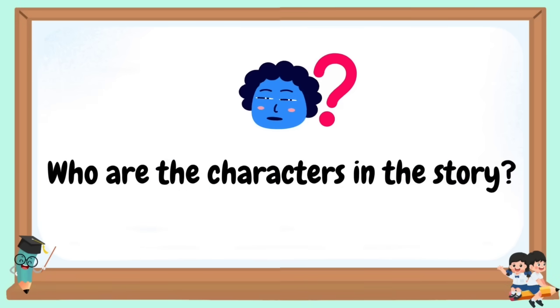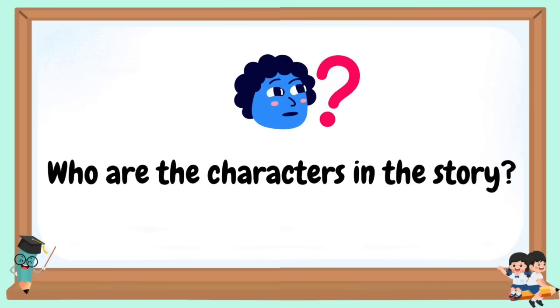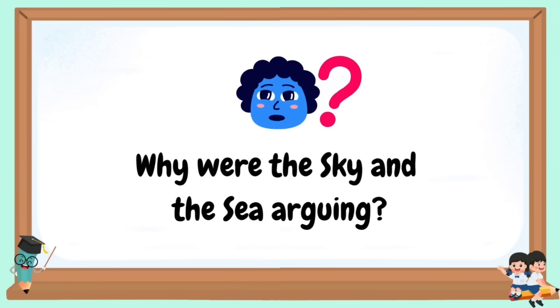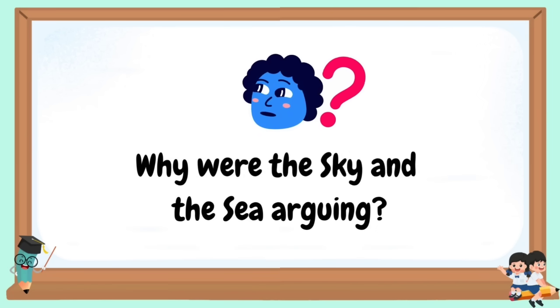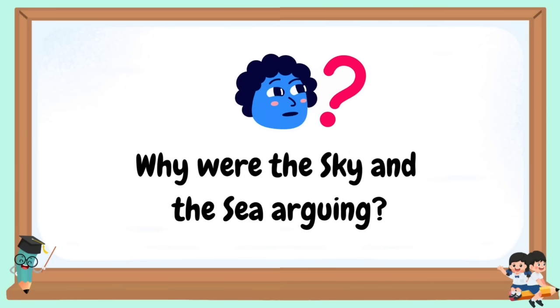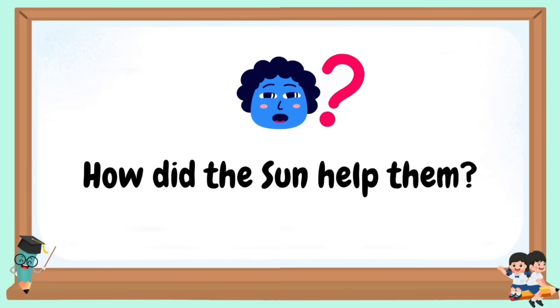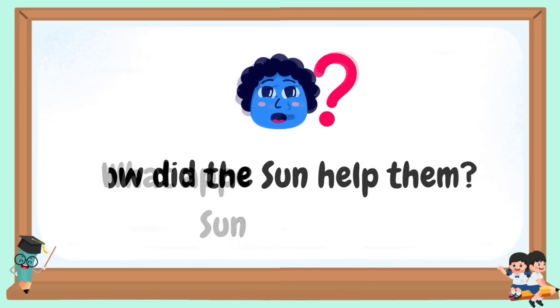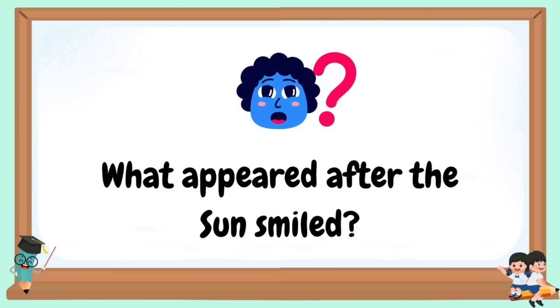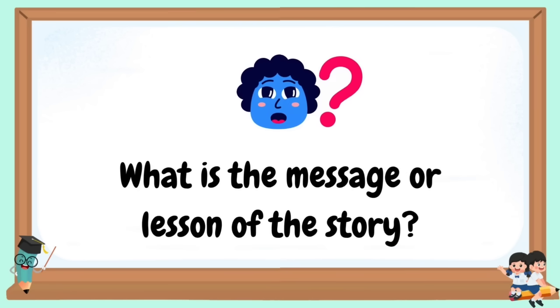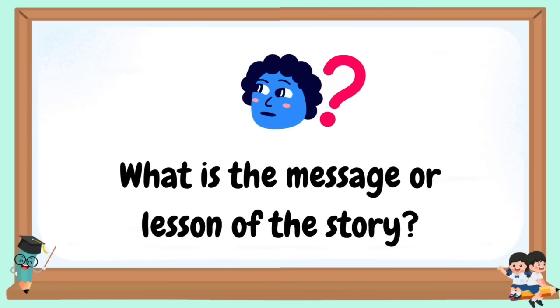Who are the characters in the story? Why were the sky and the sea arguing? How did the sun help them? What appeared after the sun smiled? What is the message or lesson of the story?